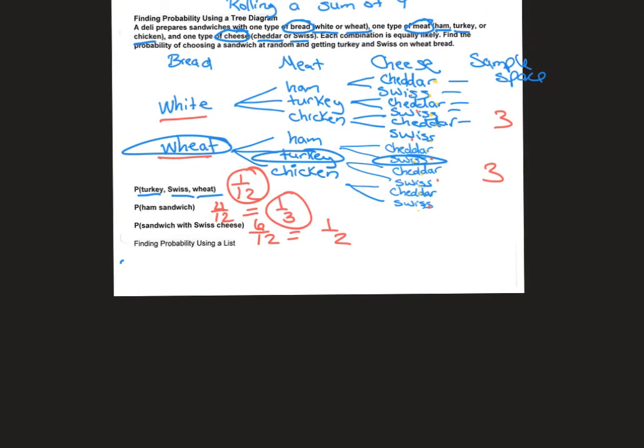Okay, and then the last way you can find probability is by making a list. So you could use your table, you could use your tree diagram, or you could just write it as a list. So let's just say we were flipping 3 coins. Okay, so I could get heads, right, with my first one, heads with my second one, heads with my third one.